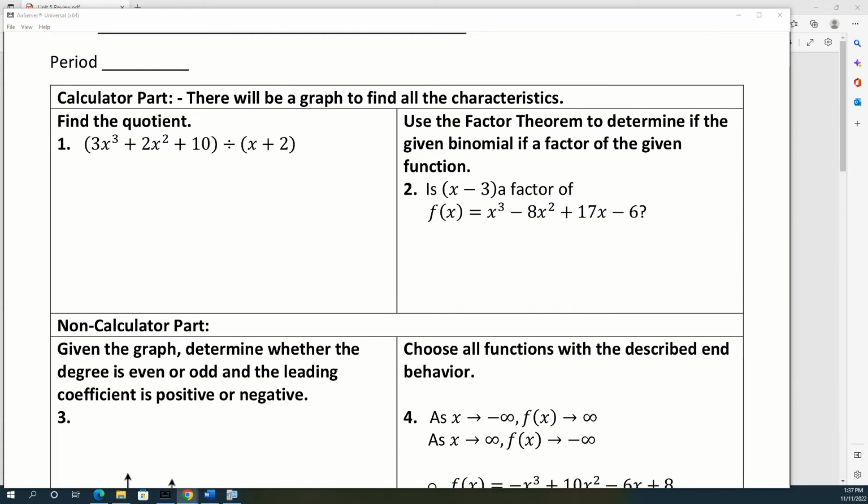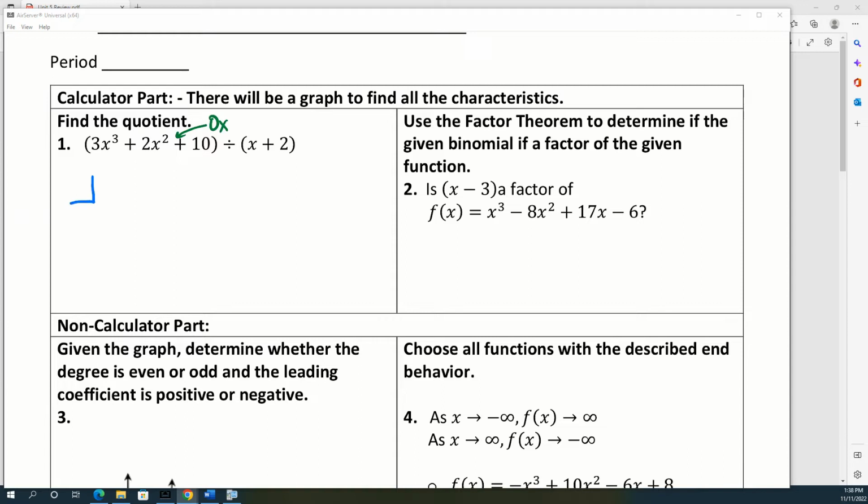So for number 1, we're asked to find the quotient. And finding the quotient, we are going to use synthetic division. When you're doing synthetic division, you need to double check that there weren't any terms that were skipped. And when I look at number 1, I can tell that the x term is skipped. So we have to make sure that we fill in a 0 for that x term.